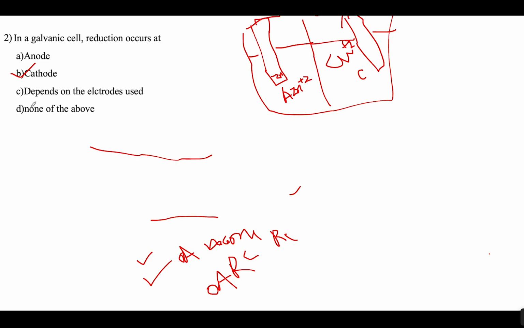Now moving to the next question. In a galvanic cell, reduction occurs at the dash. There are four options given: anode, cathode, depends on the electron used, and none of the above. And the correct option is option B, cathode.